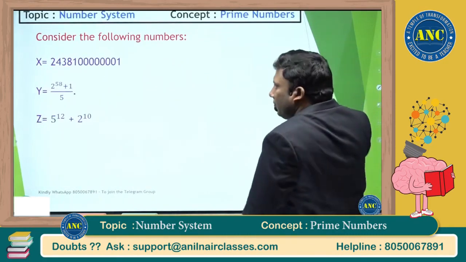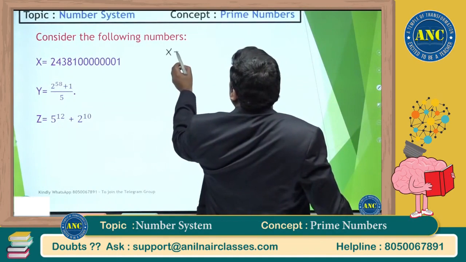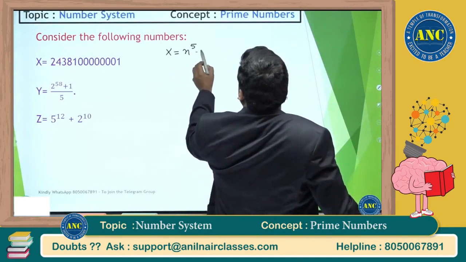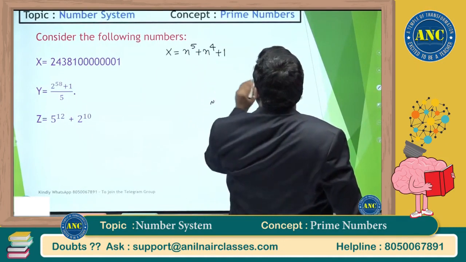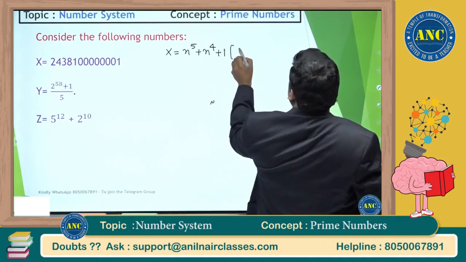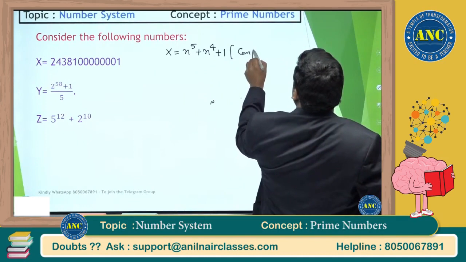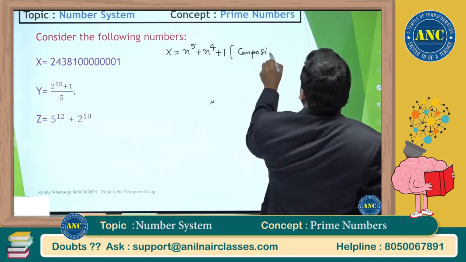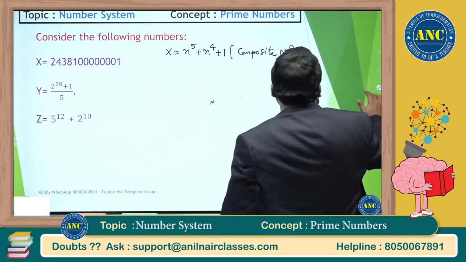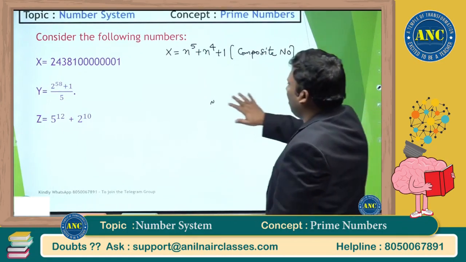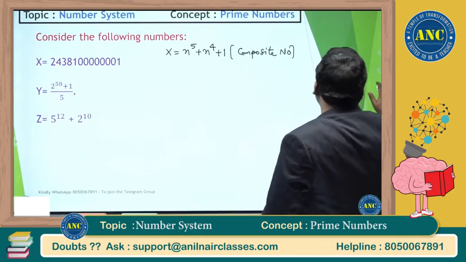Now see here. What did we discuss right now? X equivalent to n power 5 plus n power 4 plus 1. This is a composite number. Any question you find of this form, it is a composite number.